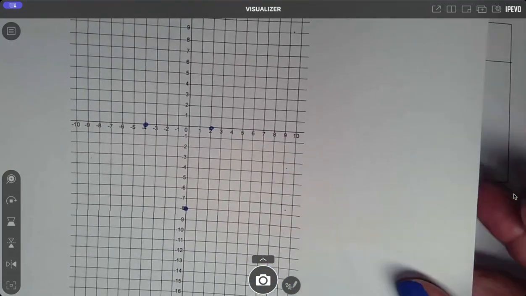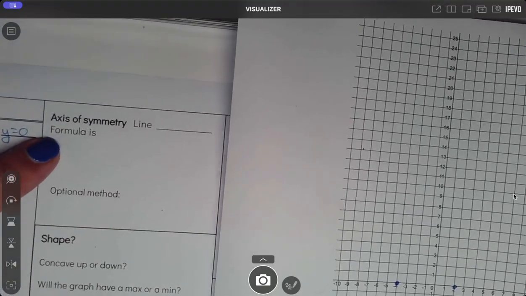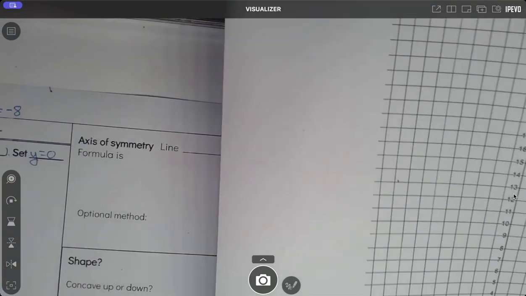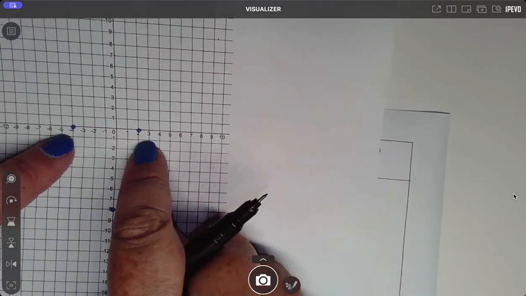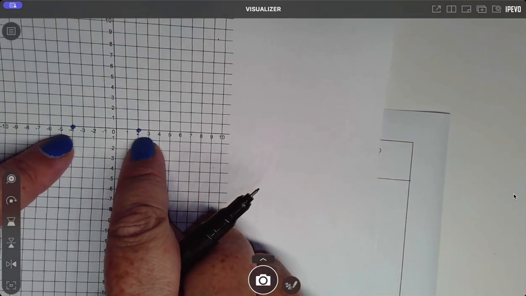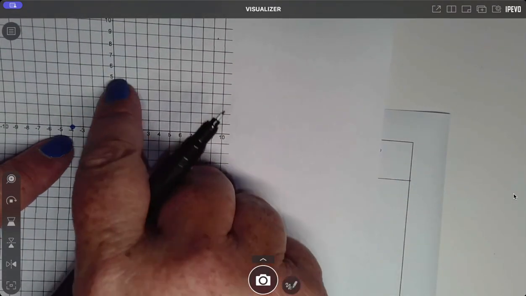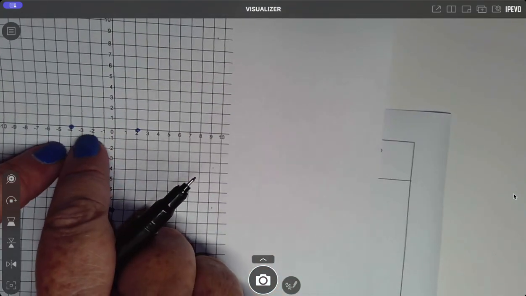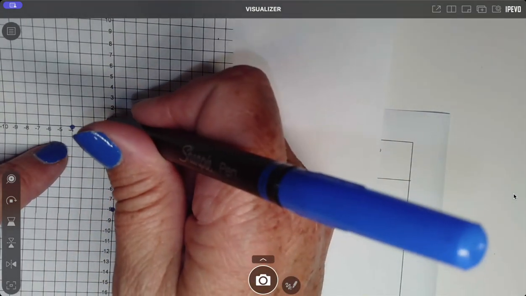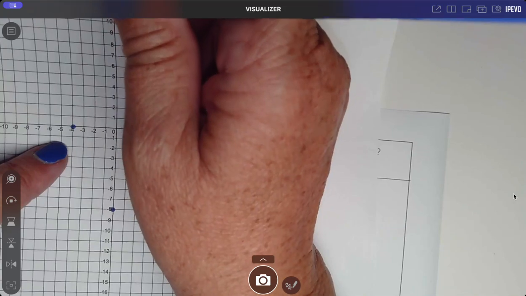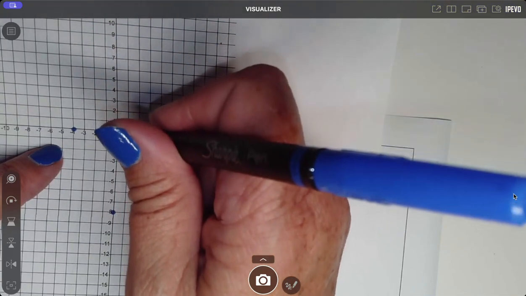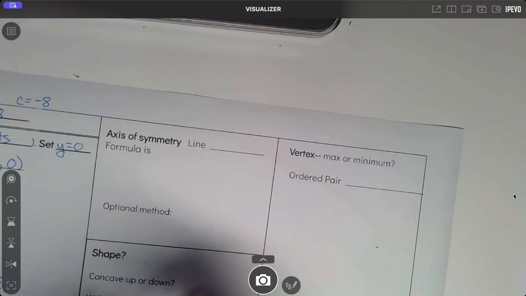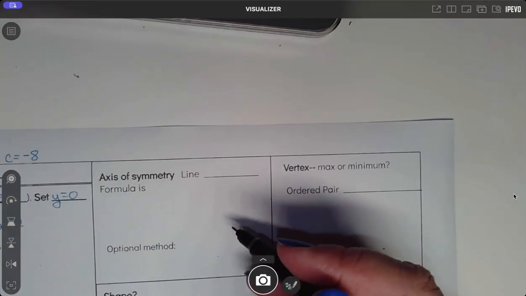Now, the next thing they want us to find is our axis of symmetry. We're going to do this mathematically, but I want to point out that you can also usually do it visually. What is exactly in between negative 4 and 2? Because the axis of symmetry is the middle of the parabola. And if we count, we would realize that we're going to have an axis of symmetry that runs right along here at x equals negative 1.